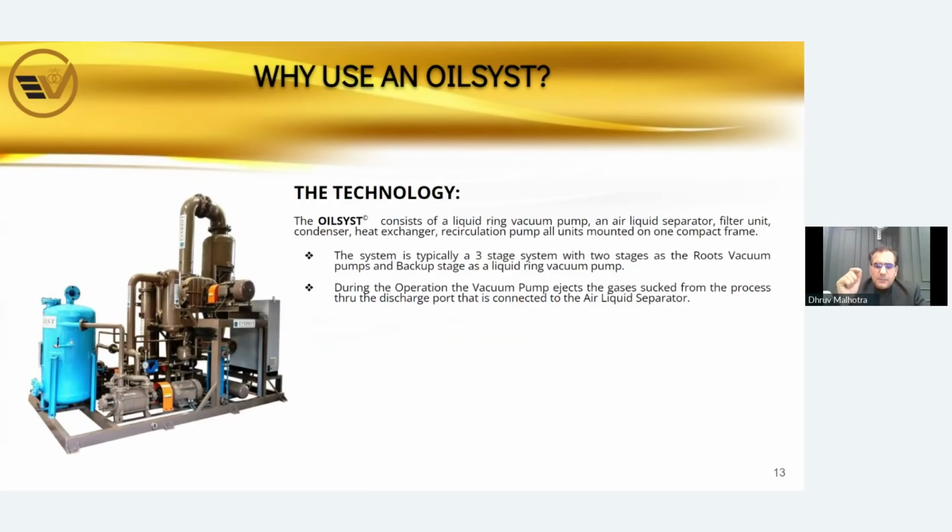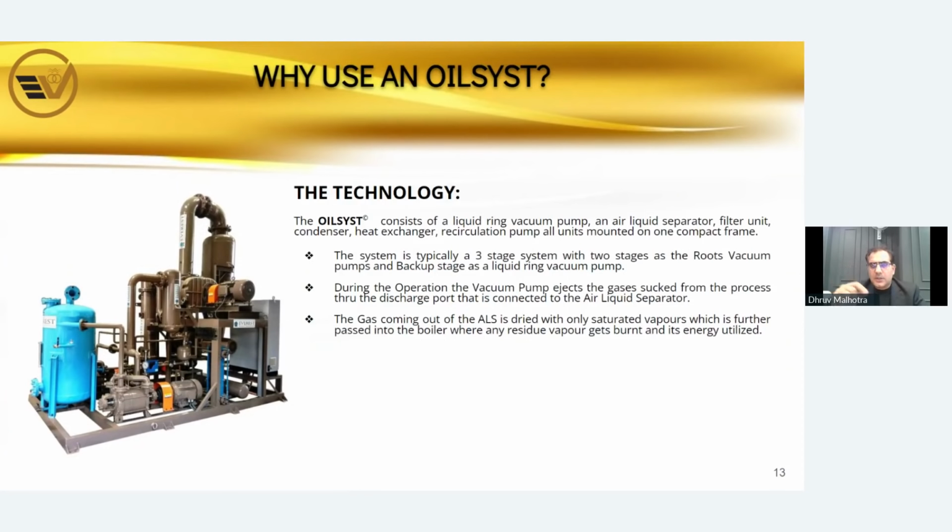The system typically is a three-stage system. In some cases where the capacities are higher, it can also be a four-stage system, with the backstage being a liquid ring vacuum pump and the stages on the top. If you have two more stages, both will be roots design backed by a liquid ring vacuum pump. During the operation, the vacuum pump ejects the gases sucked from the process through the discharge port that is connected to the air liquid separator.